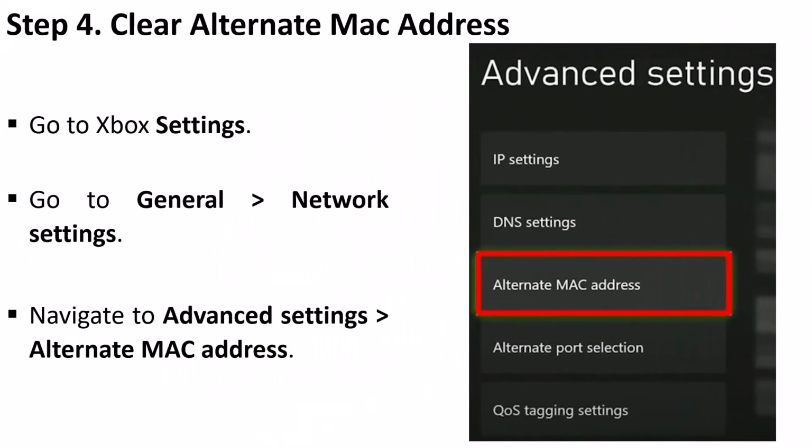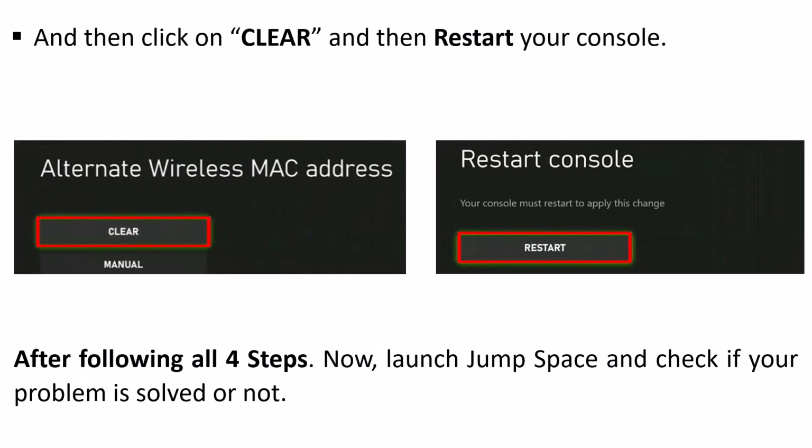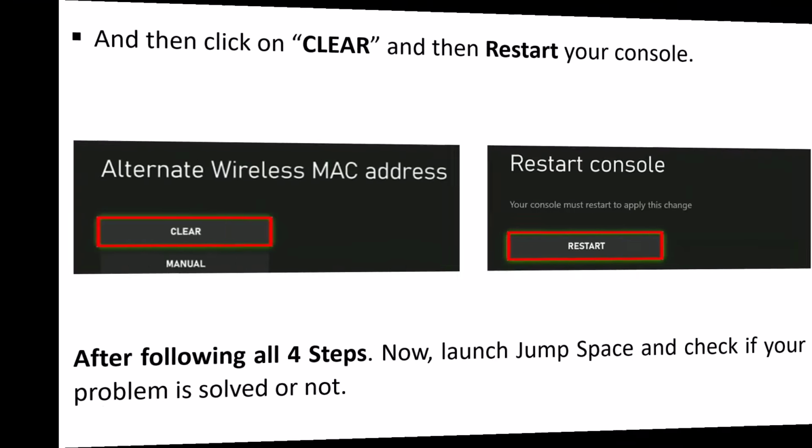Step 4, clear alternate MAC address. Go to Xbox settings, go to General, Network settings, navigate to Advanced settings, Alternate MAC address and then click on Clear and then restart your console. After following all 4 steps, now launch Jump Space and check if your problem is solved or not.